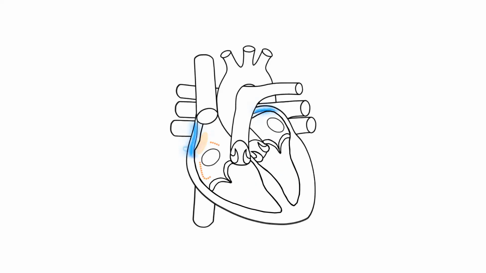The electrical flow of the heart allows enough time for blood flow to fill the ventricles before they contract, and that optimizes the volume of blood in each ventricle before each contraction.